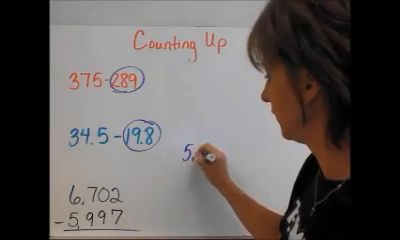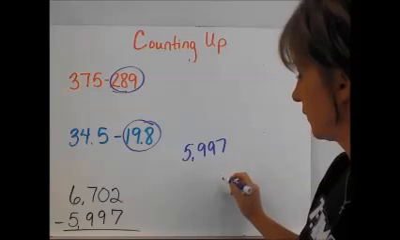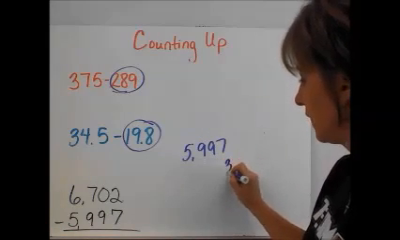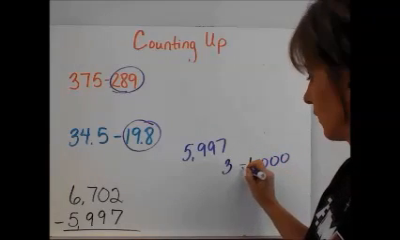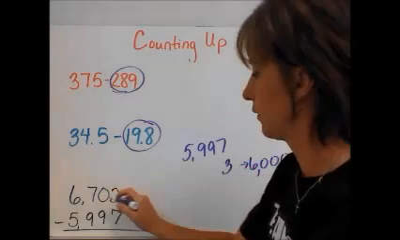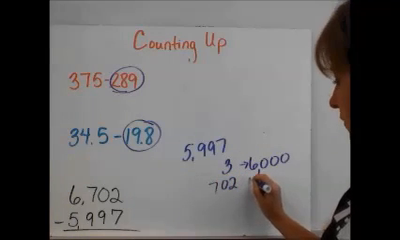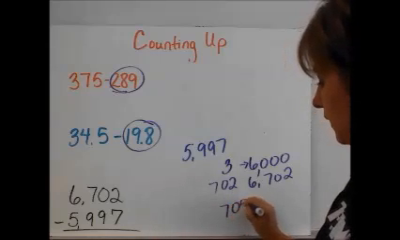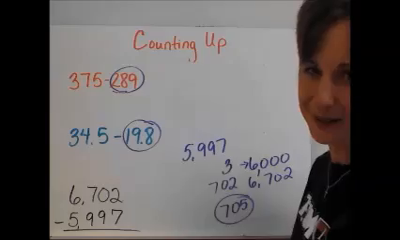5,997 is going in my head. 6,702 is what I am trying to get to. I know if I add 3, I'm at 6,000. So I need 702 to get to my destination. So my answer is 705. Counting up is sometimes the easiest way to do it.